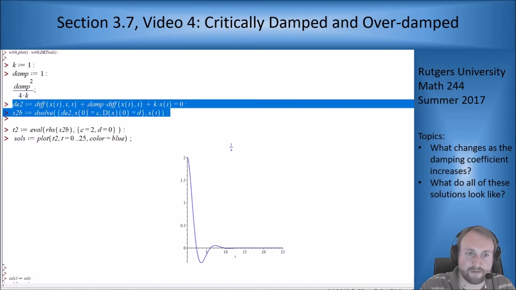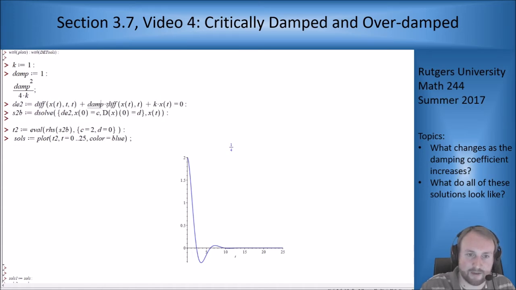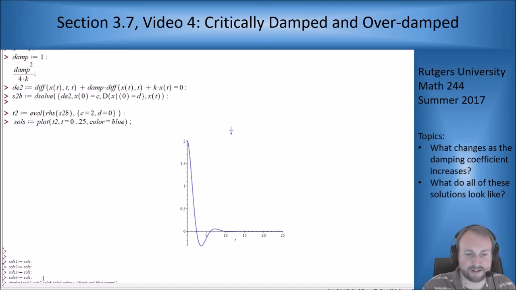Here's the ODE: second derivative plus gamma times the first derivative plus kx is 0. I have it solve the equation, plug in our initial condition, which we'll change a little to see how it looks, and draw the curve. If I have 1 and 1 as my two coefficients, my ratio is 1/4, which means I'm underdamped. You see I get oscillation like this. It oscillates and dies off pretty quickly, but it oscillates.